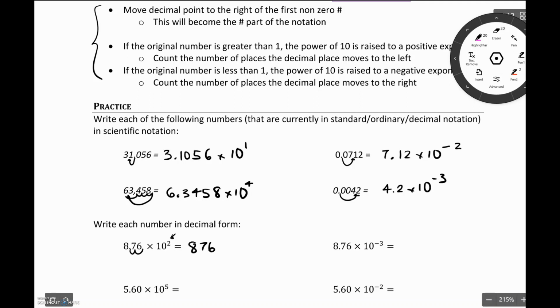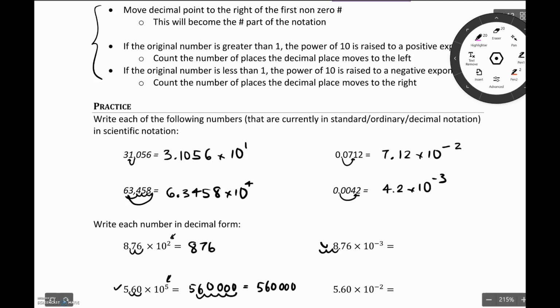876. For this one, it's a large number because we have a positive exponent. So we move the decimal point 5 places to the right, so it becomes 560. So 1, 2, and we need 3 more, 1, 2, 3. So in other words, 1, 2, 3, 4, 5. So it's actually 560000.